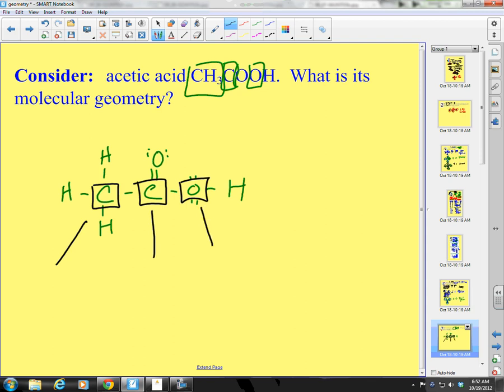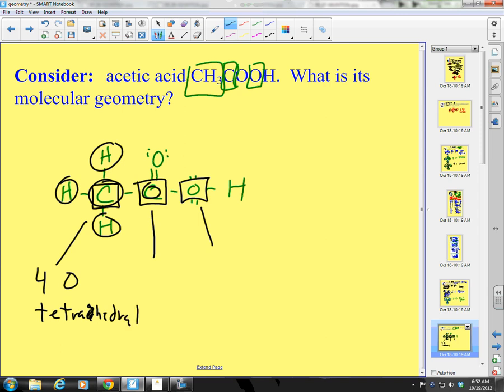Well, what's the shape around this carbon? This first carbon, I have 1, 2, 3, 4. It's a 4, 0. That means it is tetrahedral. Good. What about this carbon in the middle? Well, let me go with a different color. This carbon here, I have an atom bonded here, an atom bonded here, and an atom bonded here. Do I have any unshared pairs on it? No. It is a 3, 0, meaning it is trigonal planar. And what about my oxygen?